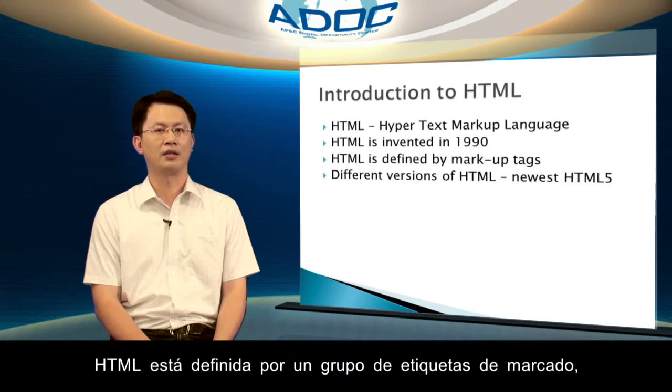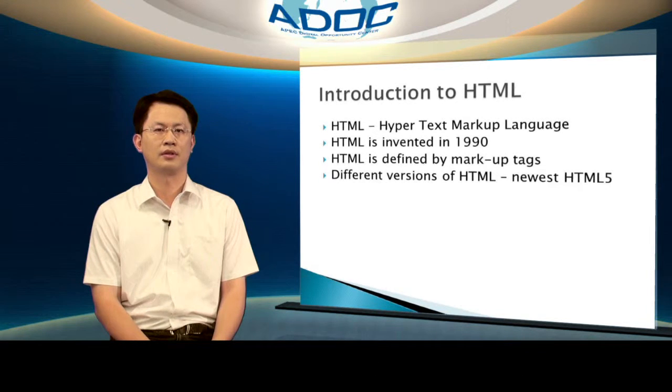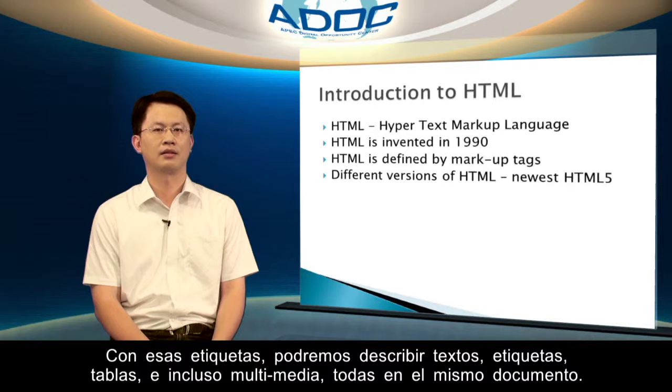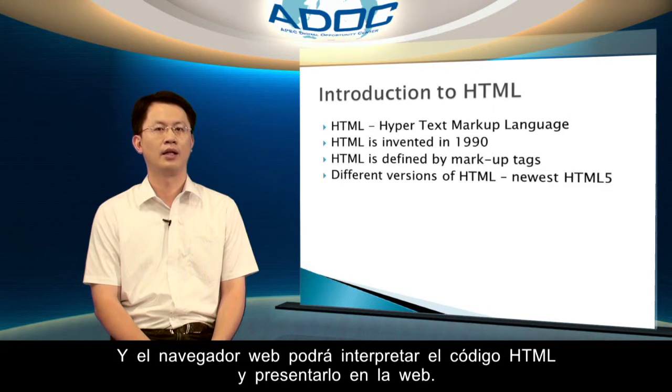HTML is defined by a group of markup tags, which we will look at each at length in the later sections. Using those tags, we will be able to describe text, labels, tables, and even multimedia in the same document. And the web browsers can interpret your HTML code and present it on the web.